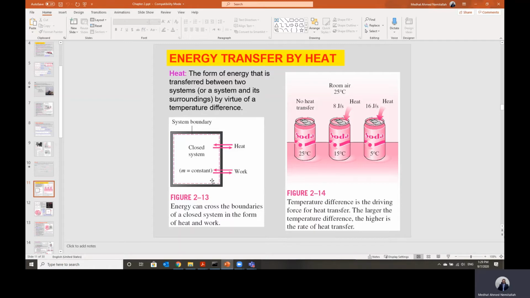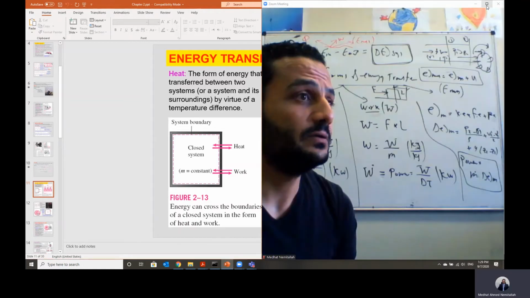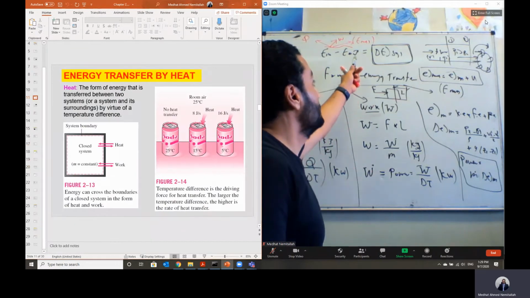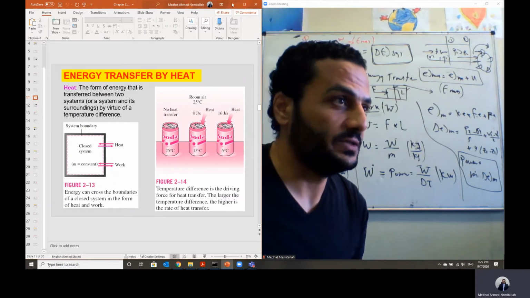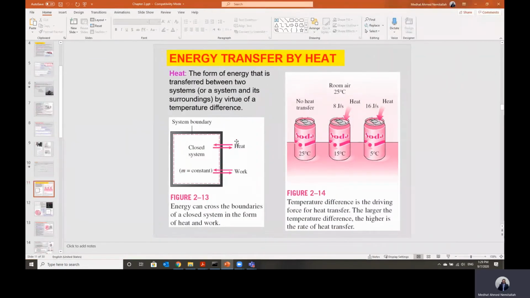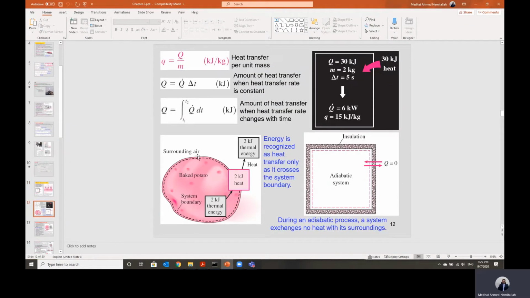For a closed system, we don't have mass transfer, so we don't have this term, which is energy transfer by mass. This term is 0 for the case of the closed system. But otherwise, a closed system can have energy transfer by heat, and also energy transfer by work. Here are the terminologies that we are considering.